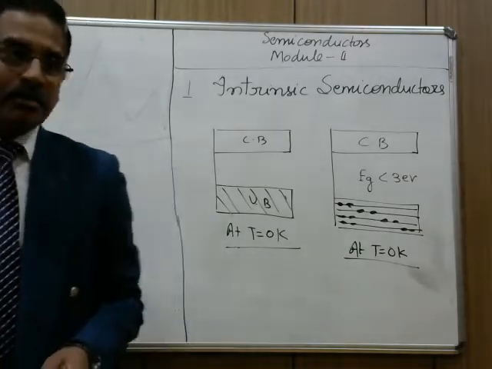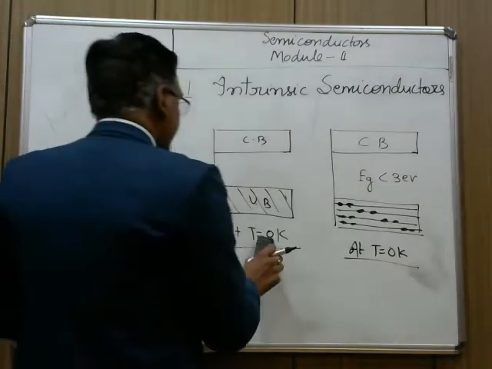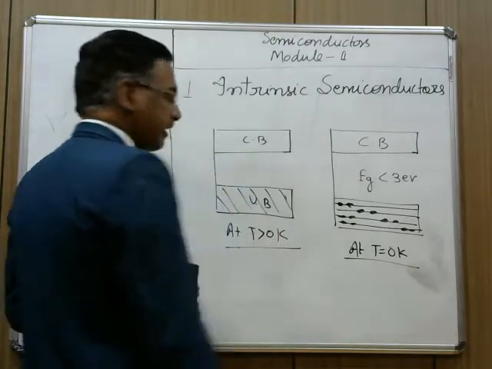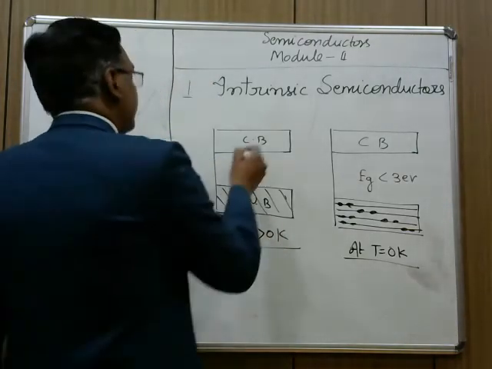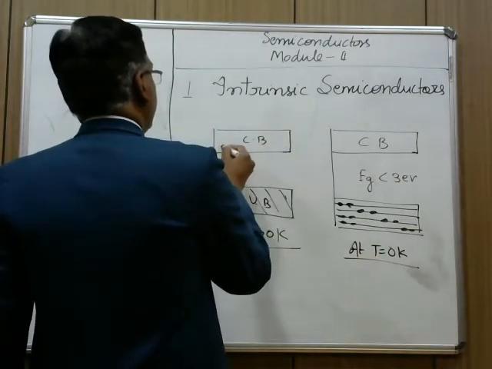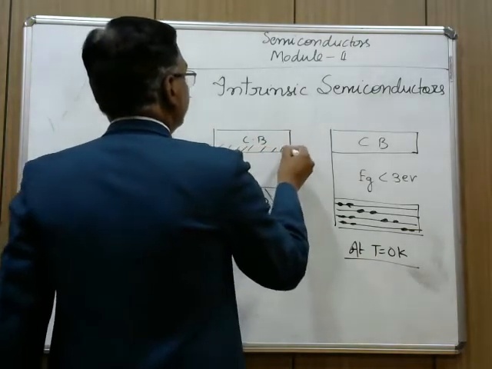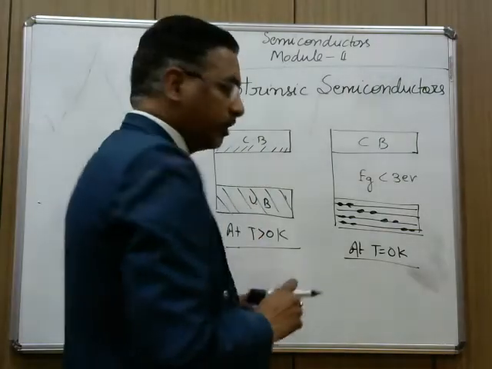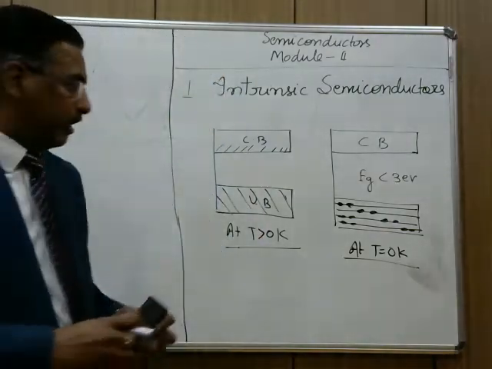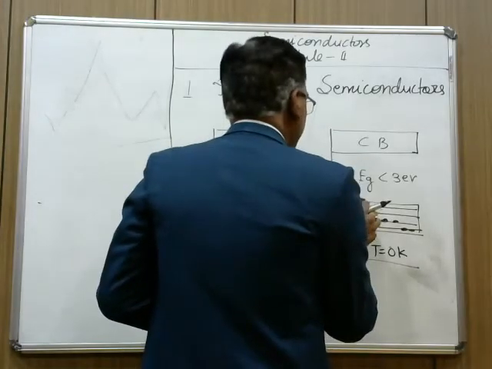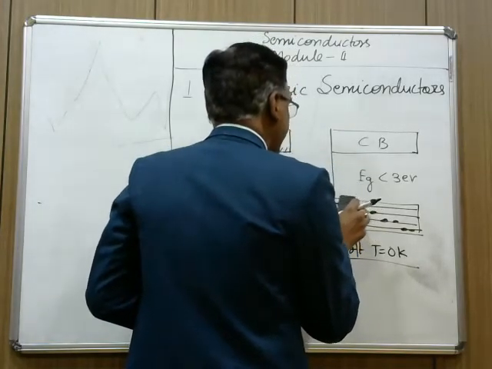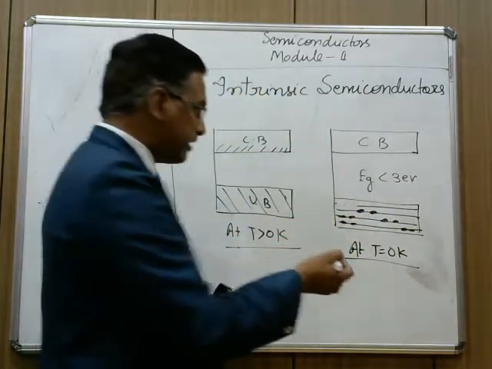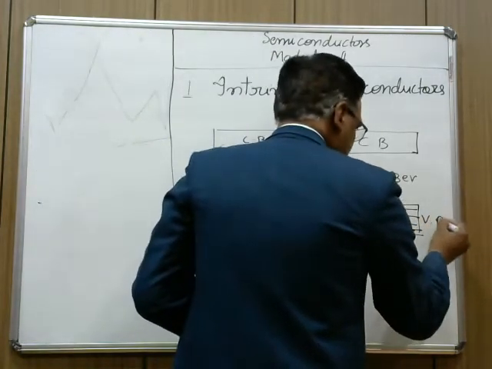But what happens when the temperature is greater than 0 Kelvin? At T greater than 0 Kelvin, the conduction band is also partially filled. We show it like this. Clear? But now we are very particular. Suppose these two electrons have jumped from the valence band, this is the valence band, to the conduction band.